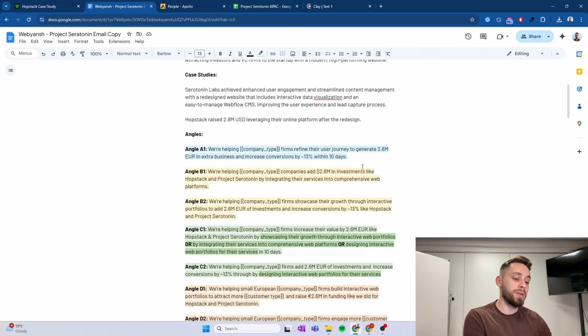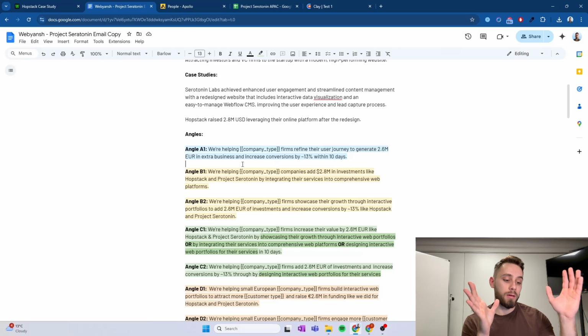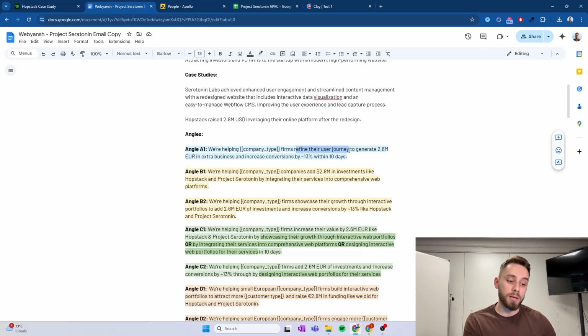So what are we doing here? We're saying we're helping healthcare firms. In this case, you can substitute that with any market that you're approaching, refine their user journey. We're not saying rebuild their website or rebrand their website or whatever. We're saying refine their user journey. So we're saying anything but web dev or web design. And this is the secret sauce. So refine their user journey to generate 2.6 million euros, you can convert that to your native currency, in extra business and increase conversions by 13%.